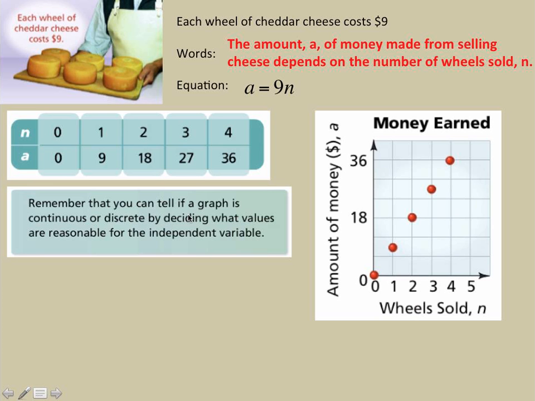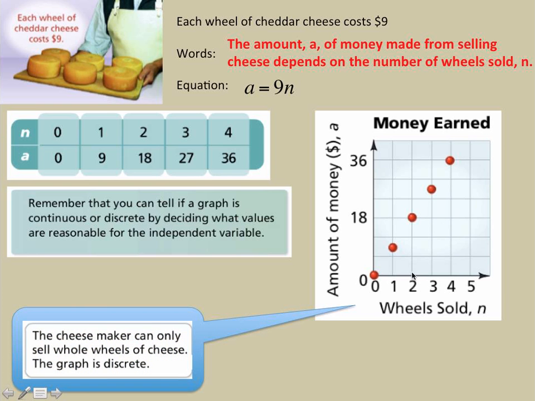Remember, I can tell if a graph is continuous or discrete by deciding what values are reasonable for the independent variable. So if I look at number of wheels of cheese sold, well, I can't really sell half a wheel of cheese. Okay? So these are whole numbers. These are counted. I sold 1 wheel, or I sold 2 wheels, or I sold 10 wheels. So this is a discrete graph because I'm not going to sell fractions or decimals of the independent variable. That's how I knew to not connect the points.